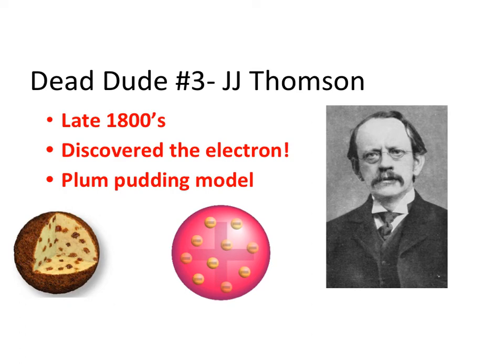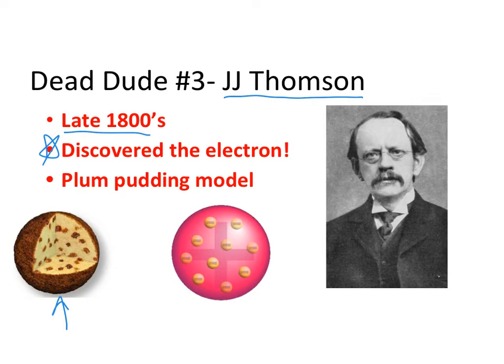All right, so then we move forward. In the late 1800s, now we have our new scientist, J.J. Thomson, and he is the guy who discovered the electron, so this was his discovery. And he developed a model of the atom called the plum pudding model. So here on the left-hand side, this is a picture of a spherical plum pudding. Plum pudding is essentially kind of like a fruitcake.